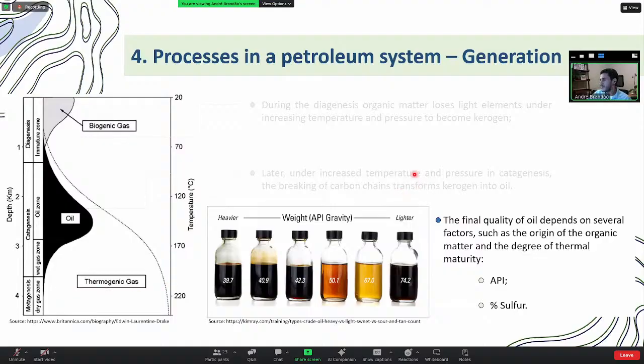So basically the final quality of the oil depends on many factors, just the origin of organic matter. There is some organic matter that is more prone to generate gas, others more prone to generate oil, but it also depends on the degree of thermal maturity as well as many other factors. This is not a simple equation. There's a lot going on in the subsurface, and the result of all of that will say the final quality of the oil.